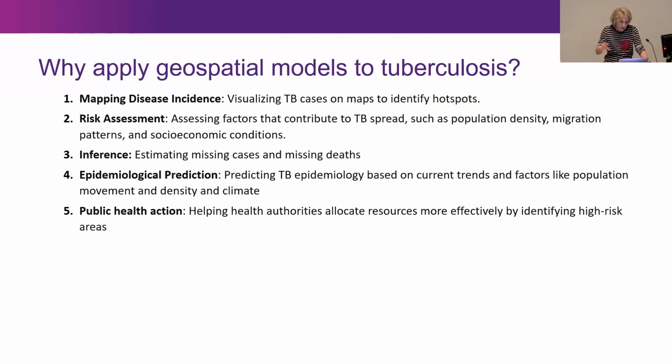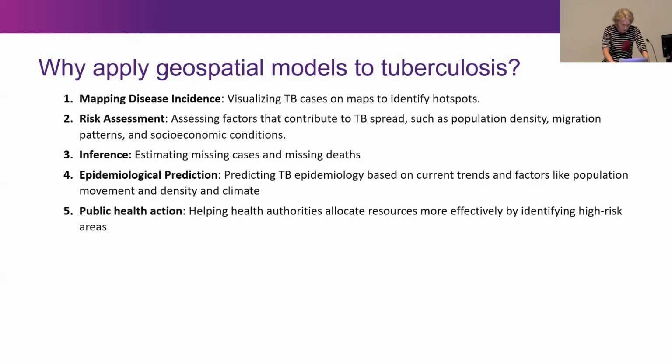Different geolocations have different features, and they can be used to assess what features cause risk of disease, and that can be applied to tuberculosis as well as other diseases, and that includes things like population density and socioeconomic conditions. Then I think the 3, 4, and 5 is where it gets a bit more interesting, and that's where you have inference, where you can use geolocation to assess maybe missing cases or predict epidemiology based on current and future trends, and finally putting it all together with public health action.